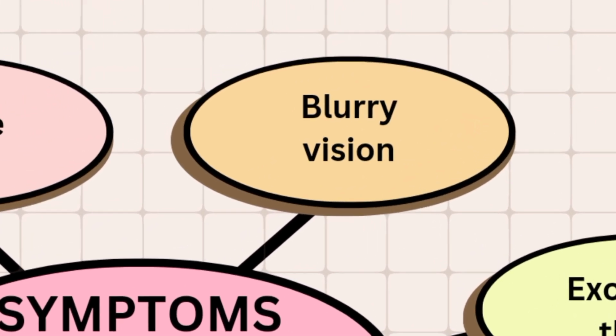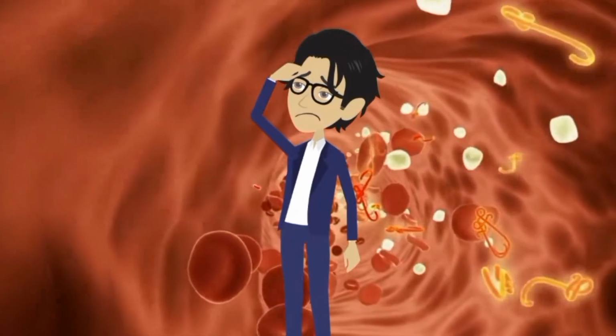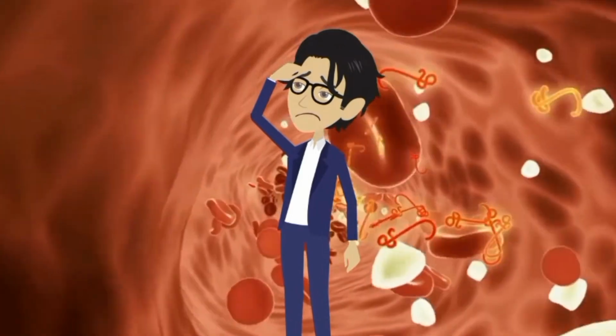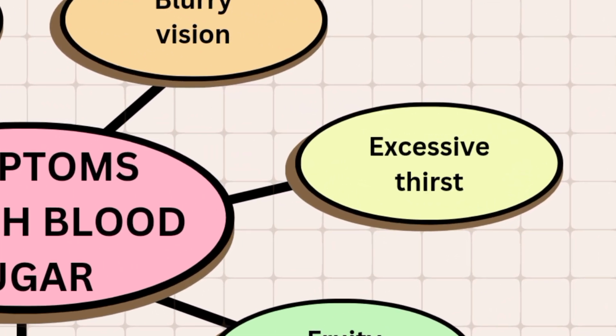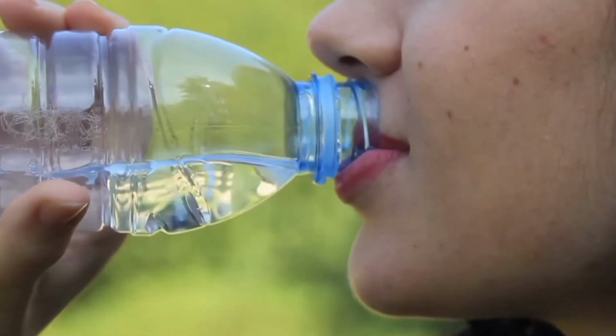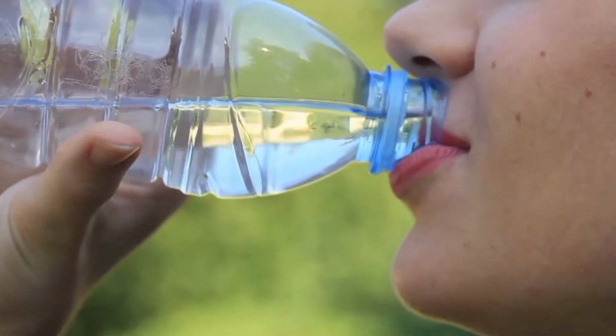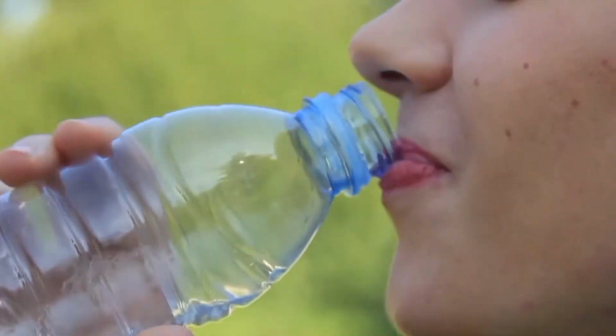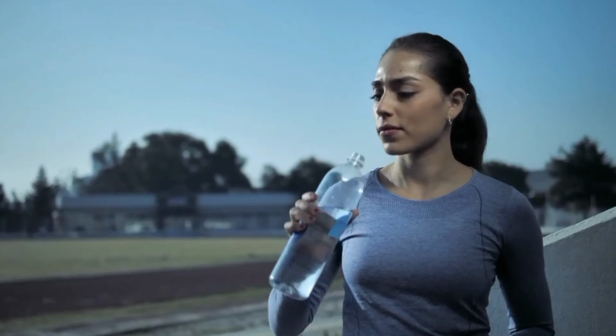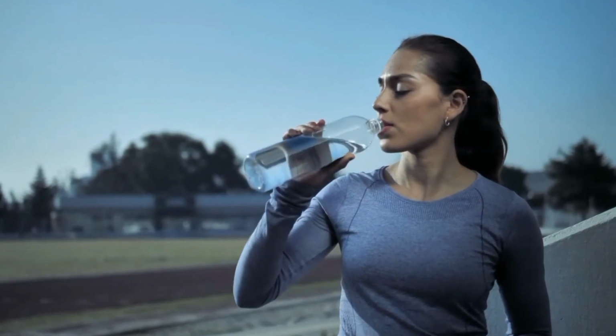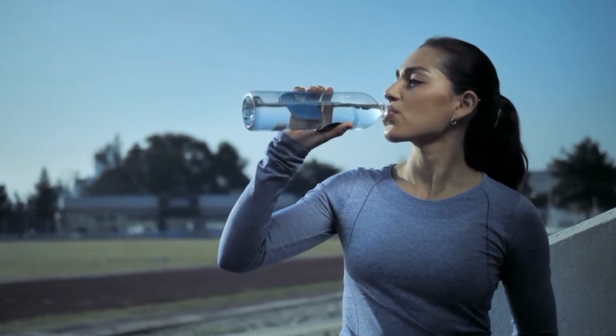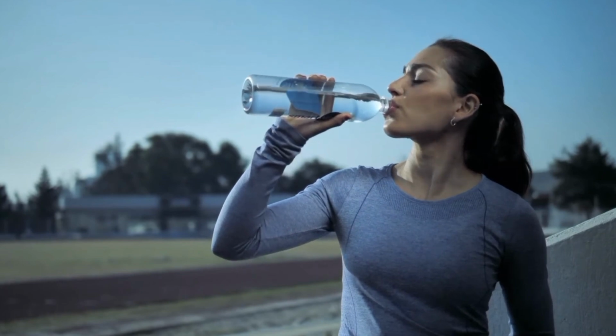Blurry vision. High sugar levels force the body to pull fluid from your tissues, including the lenses of your eyes. This can affect your ability to focus and result in blurry vision. Excessive thirst. It's largely up to your kidneys to regulate your blood sugar. Under normal circumstances, your kidneys filter excess glucose from your blood and reabsorb it so that your urine has little to no glucose.